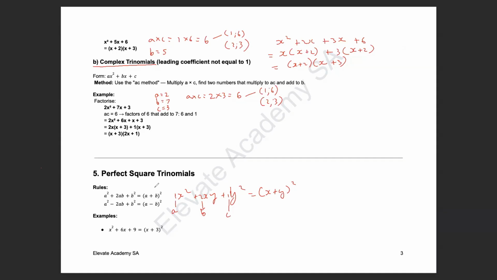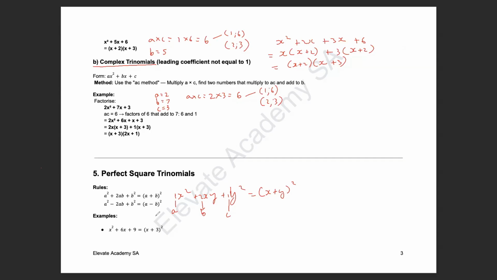So we don't have to really remember these rules as long as we know how to apply the AC method to these sorts of examples as well. So let us try this. So in this example, we see that x squared plus 6x plus 9 is equal to x plus 3 squared.